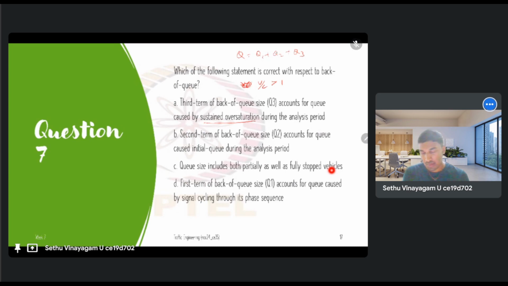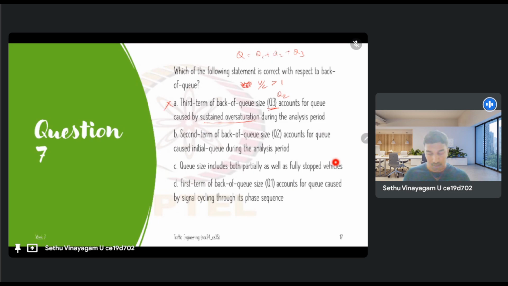Okay, so that is what we are looking at, but that is not taken into account by the Q3 term, right? That is actually the second term. Q2 is what accounts for the sustained oversaturation. Okay, therefore A is incorrect.